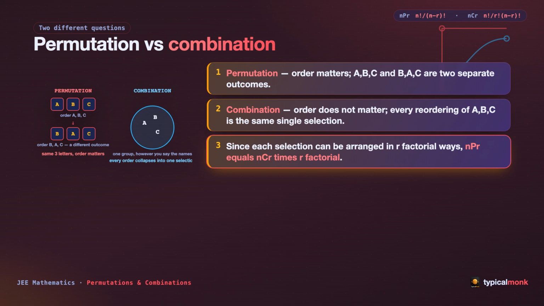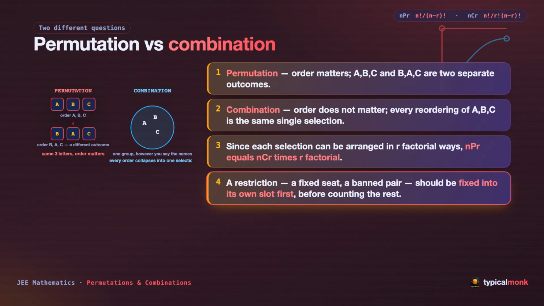Third, the bridge again, worth repeating until it is automatic. nPr equals nCr times r factorial, because each selection can be arranged in r factorial ways. And fourth, whenever a restriction shows up, a fixed seat, a band pair, a person who must be included, fix that special condition first into its own slot and only then count the ordinary remaining choices. Sarah's rule. Restriction first, arithmetic second.